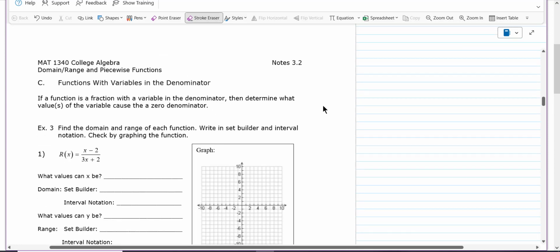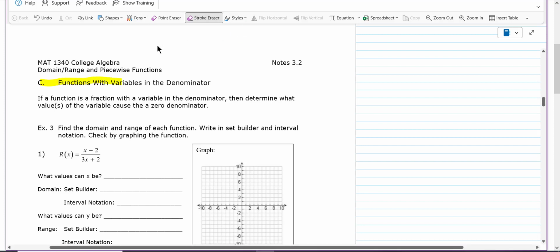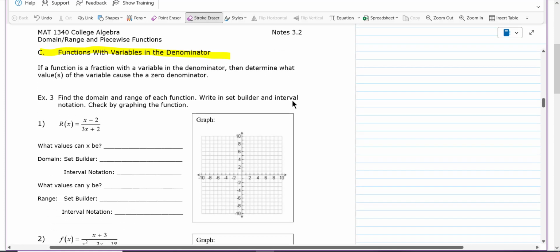Okay, so let's go to the third case here. And this part right here, you might have a little bit more familiarity with because we did section 7.4. So this is going to be functions when you have fractions. These are what we call rational functions. And we're going to look at what happens on this.